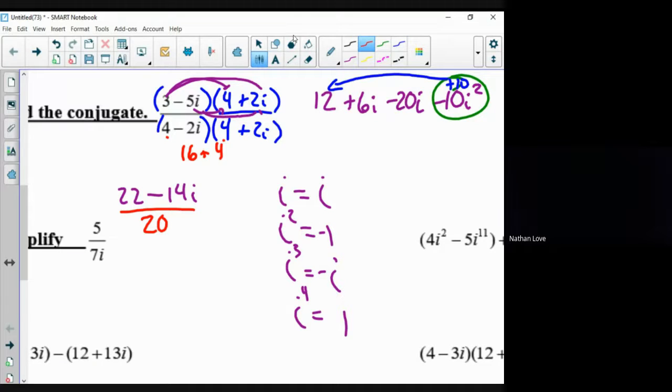Okay? Now, if you miss that and you don't know how that is done, all you have to do is do what? 4 times 4, which is 16. 4 times the 2i, which is plus 8i. And then you get the minus 2i times 4 is minus 8i. And in the end, you get a negative times positive is a negative, and you get 4i squared.